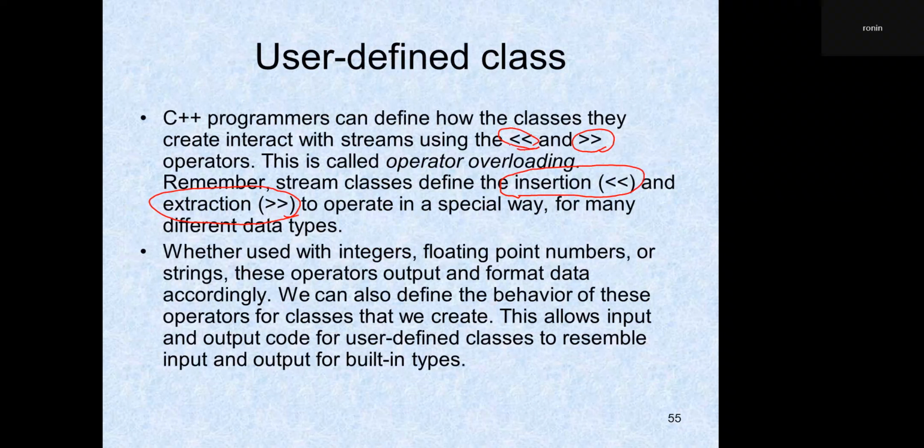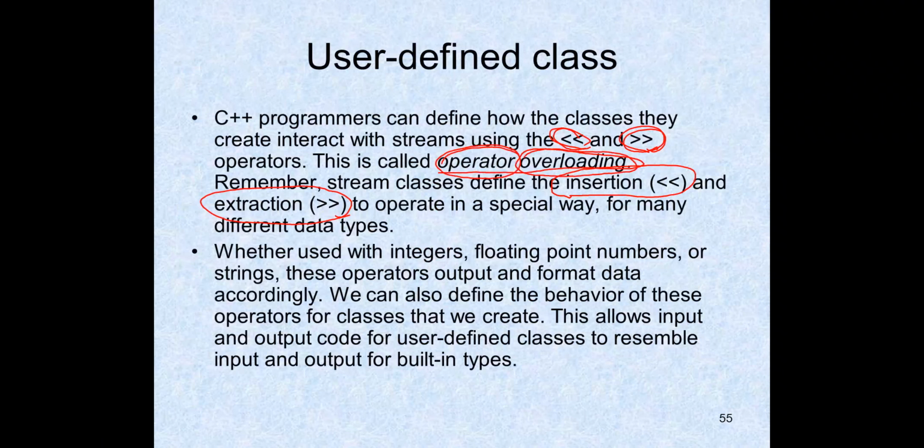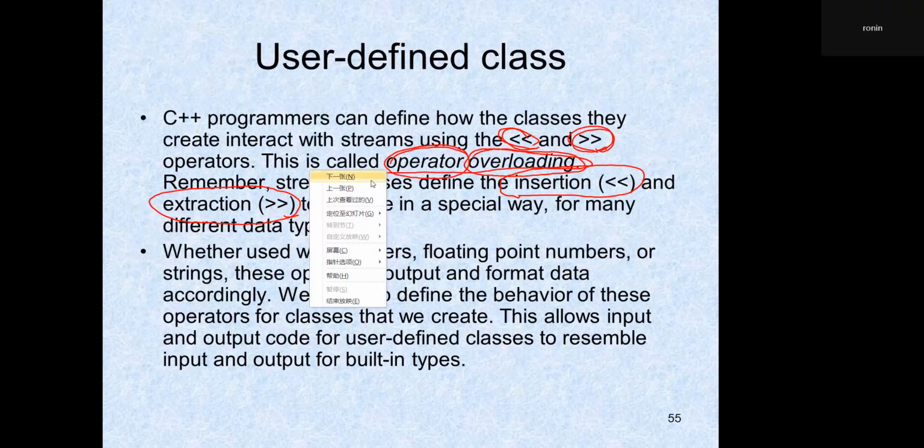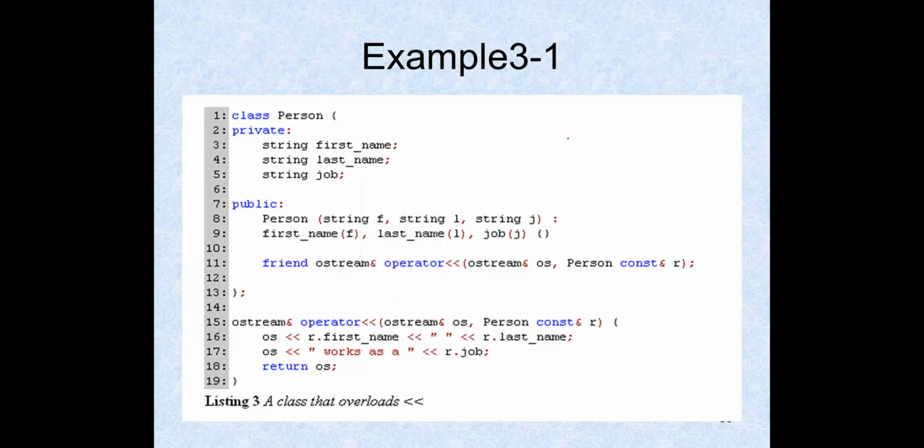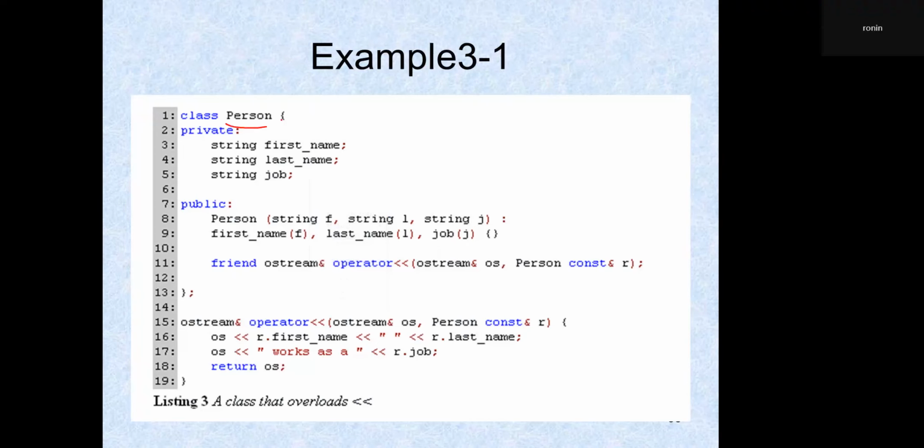So if we want these operators to support user-defined classes, we should overload the operator. Look, this is an example. Person is a class defined by the user. Look, it has three member variables: first name, last name, and job. And it has a constructor.